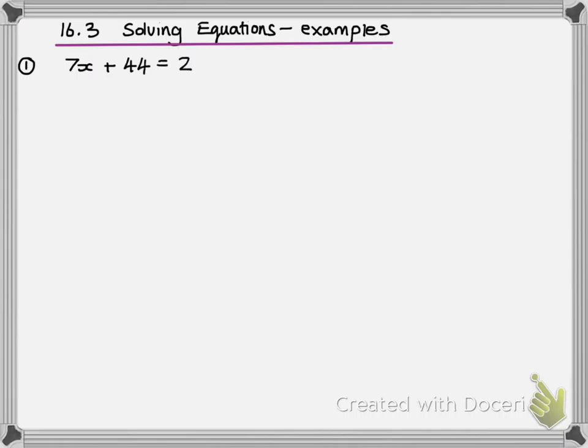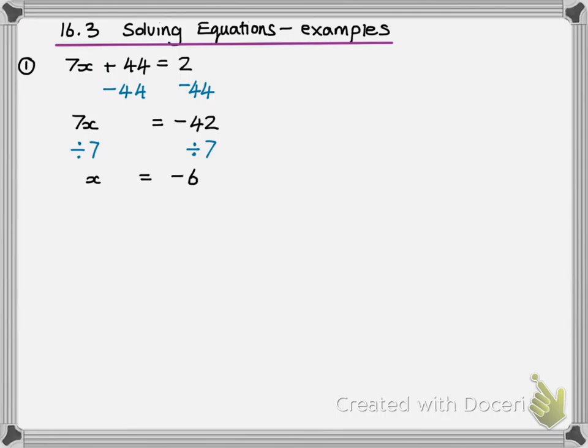7x plus 44 equals 2. We start by subtracting 44 from both sides. This will give us a negative number on the right-hand side. Then divide by 7, and just remember that a negative number divided by a positive number gives you a negative number as the answer. So our solution will be x is equal to negative 6.